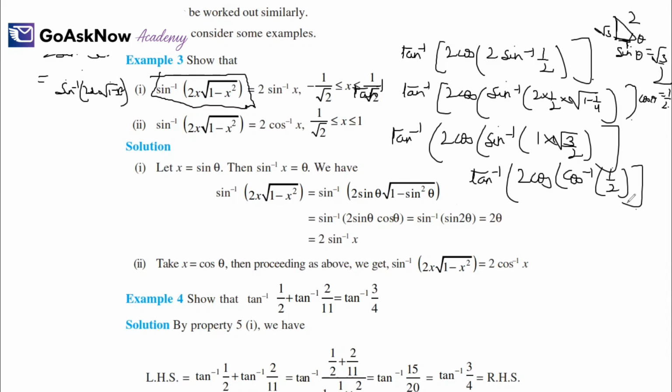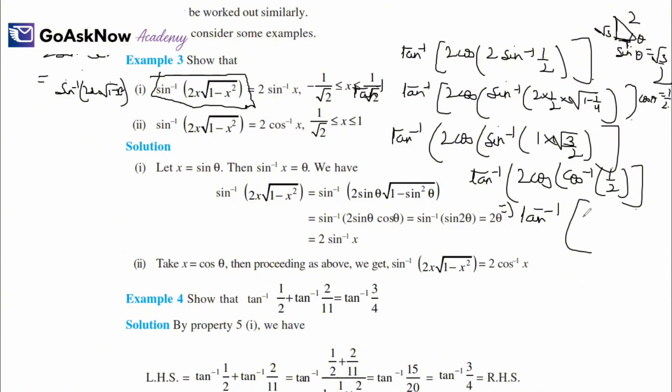Now cos and cos inverse are there in between, so they will cancel out and we will be remaining with tan inverse, and inside it will be 2 cos inverse 1 by 2. Okay. What is the formula of your 2 cos inverse x? That is sin inverse of 2x into root 1 minus x square. You can apply that formula also.